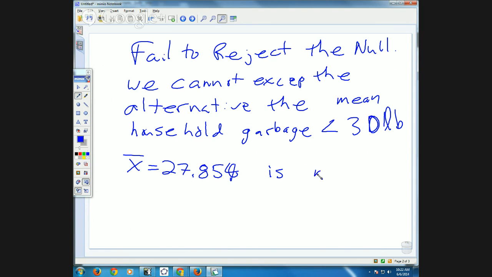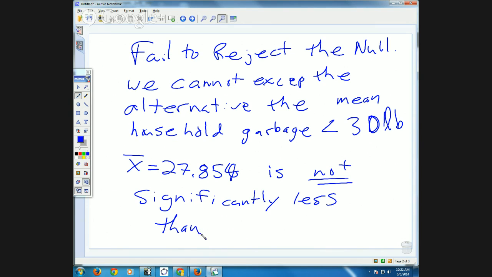Okay, that is not significantly less than 30. Emphasis on the not. Significantly less than 30. That's what we found here. That's what I would tell my mother, that last part. She doesn't want to hear about nulls and alternative and reject and accept. She just wants the conclusion in plain English.